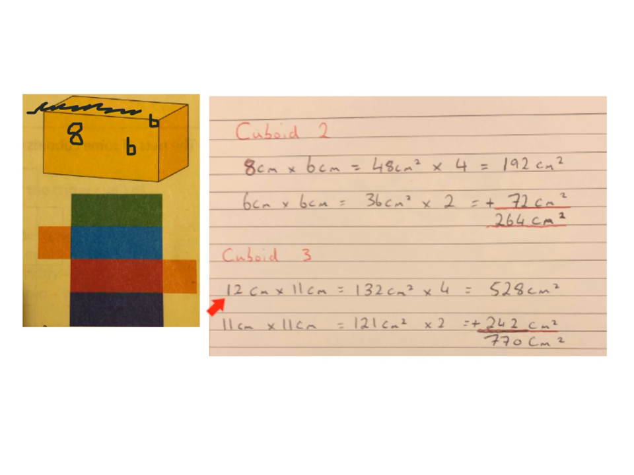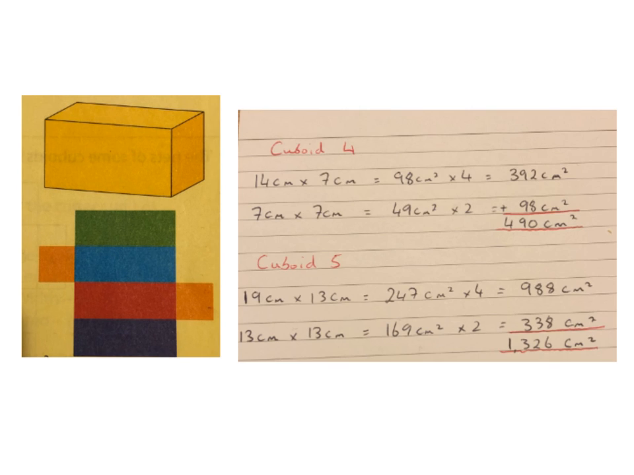So for cuboid 3, we have a length of 12 centimeters by 11 centimeters, and it's equal to 132 centimeters squared, multiplied by 4 again because there are 4 rectangles in the cuboid, and we get an answer of 528 centimeters squared. But we're not finished there. We have to still calculate the area of the 2 squares. So the area of the 2 squares is 11 by 11, which is equal to 121 centimeters squared, multiplied by 2, equals 242 centimeters squared. Add them together and we get 770 centimeters squared. Okay.